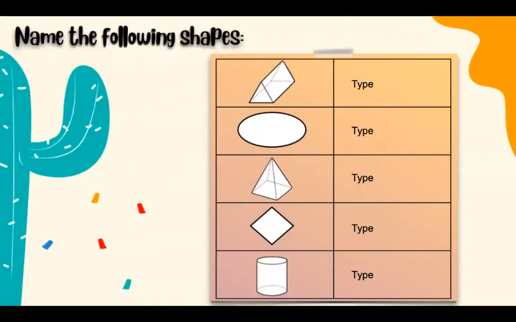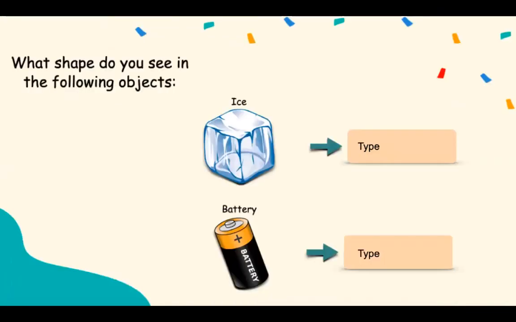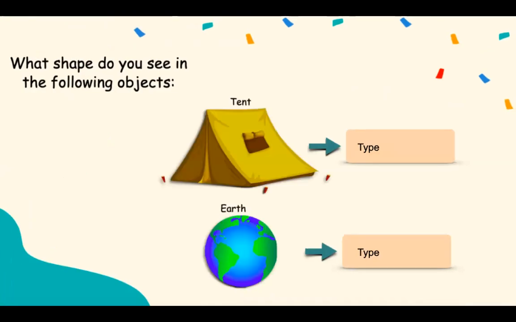Then I would like you to look at the following shapes and type in their correct names. And lastly, I would like you to look at these objects and say, what shape do you see in them? So what shape is an ice cube? What shape is a battery? What is the shape of a tent? And what is the shape of Earth?